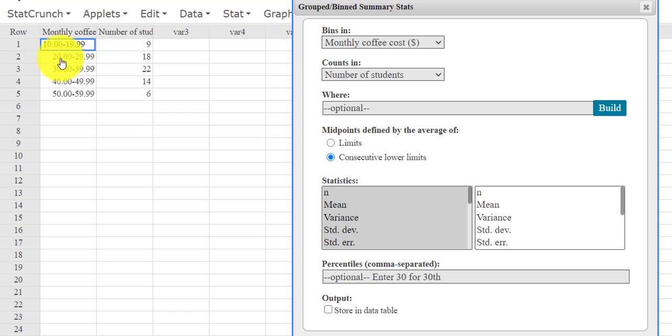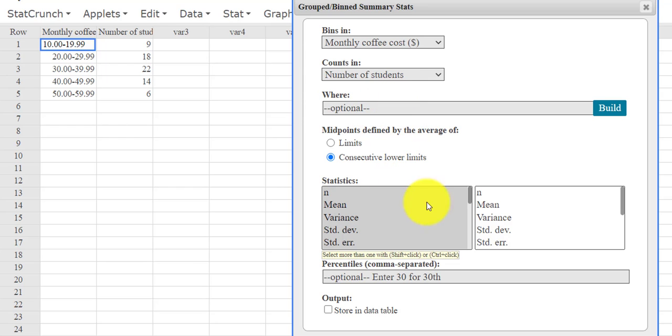So basically what that would do would be 20 minus 10 divided by 2. I actually said that wrong. 20 plus 10 divided by 2. So that'd be 30 divided by 2 is 15, and 20 plus 30 is 50, divided by 2 is 25. So we'd be using the midpoints and the number of students, okay?